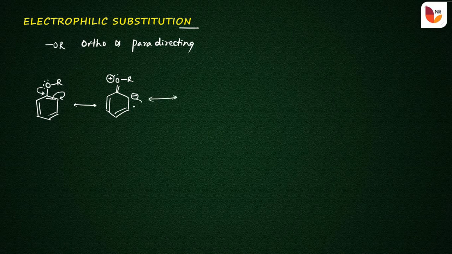In the next resonating structure, this negative charge is shifted to the next carbon, and the double bonded electrons are shifted to the next carbon, and it gives the second resonating structure. So it has a negative charge, double bonds, and a double bond O and R, with a positive charge on the oxygen.